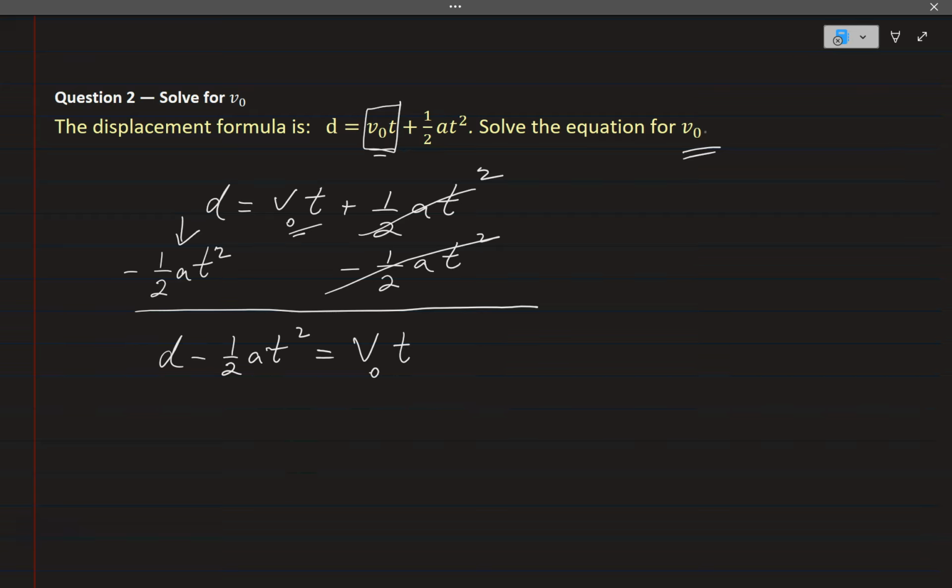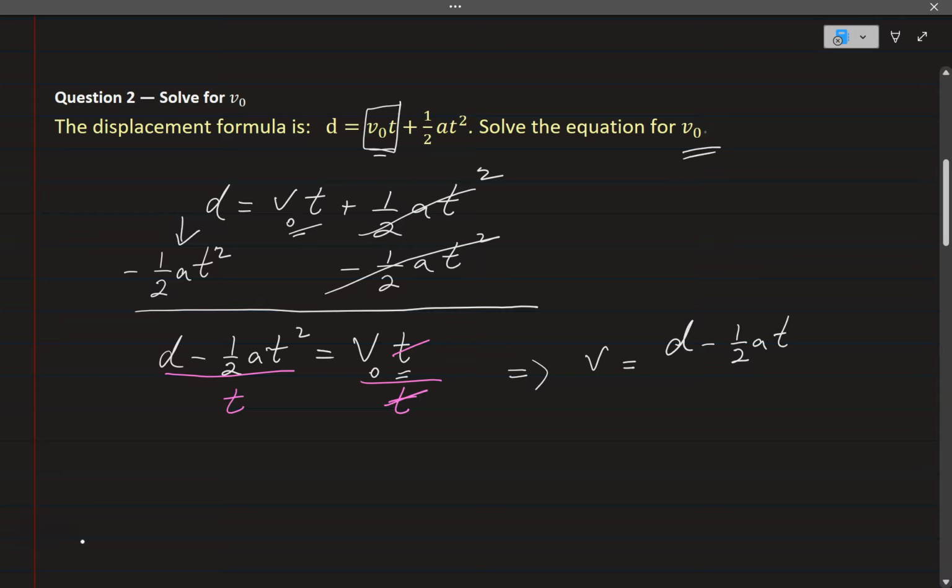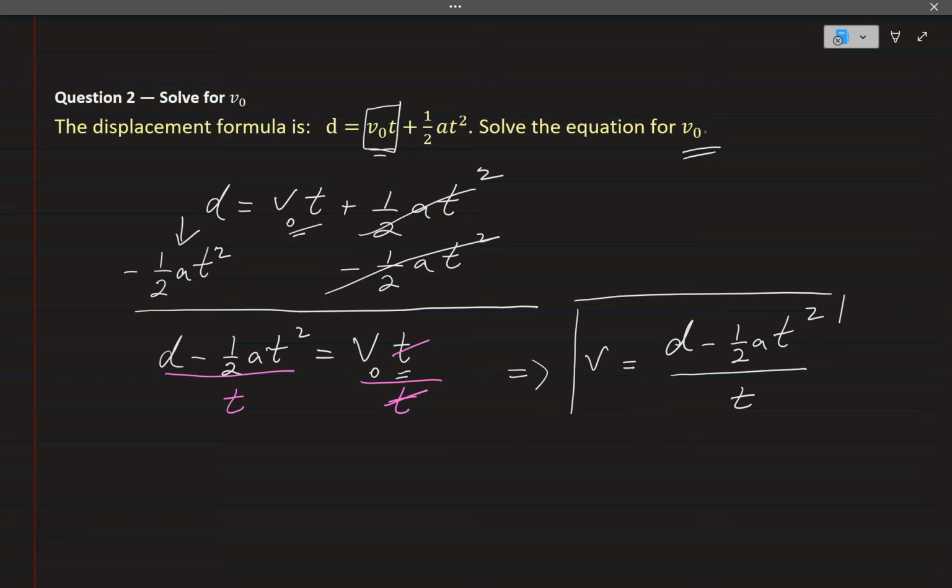Now, final step, we are solving for V naught. That means this T has to go away. It's a multiplication. The inverse operation of multiplication is division. We're going to divide both sides of this equation by T. Here it is. And then we're going to rewrite, T and T divide, and what we'll have is D minus 1/2 AT squared, divided by T. Now, you could technically go ahead, this is V naught by the way, and change the 1/2 to 0.5, but that is how you find V naught for this equation.